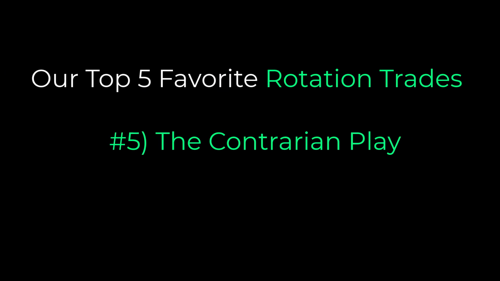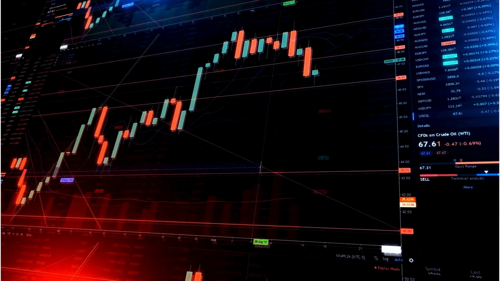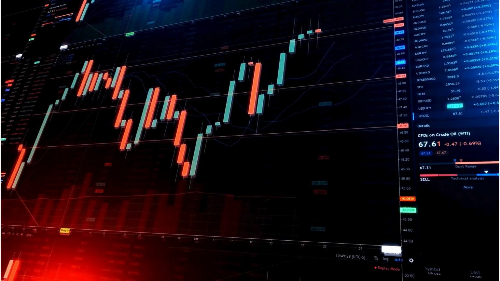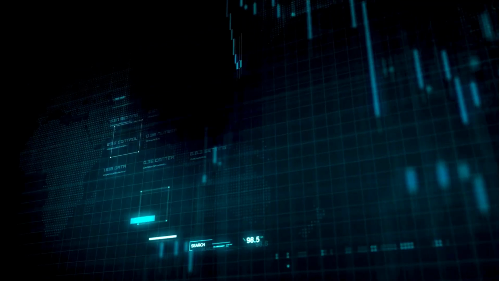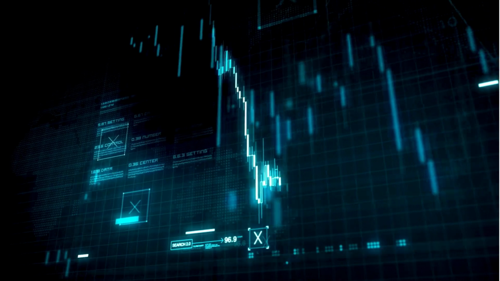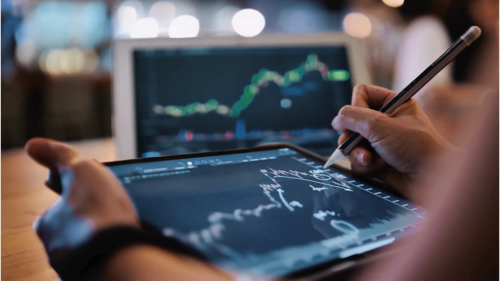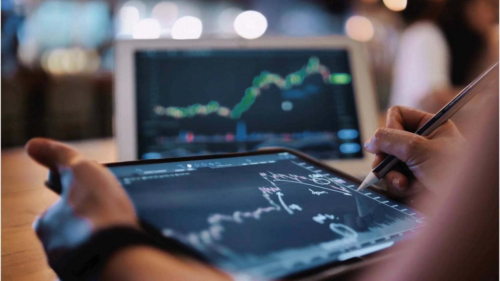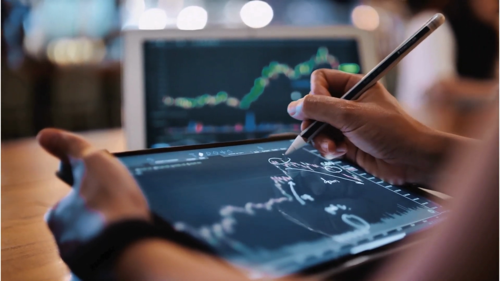Number 5, the contrarian play. Now, if you've followed us for very long, you know that we utilize an asymmetric risk-reward methodology as part of our overall trading strategy. And so this basically means that we take opportunities to go against our main bias, which currently is this rotation trade. And we use these contrarian plays in order to hedge our portfolio, or at least give ourselves opportunities to profit in different market scenarios that may not fit exactly with our main thesis.